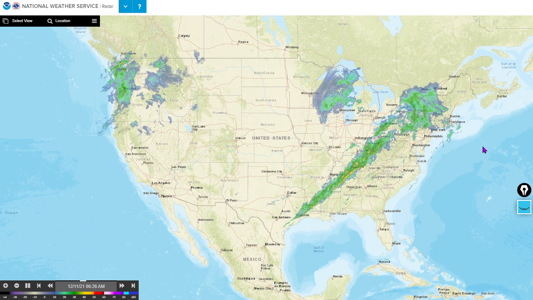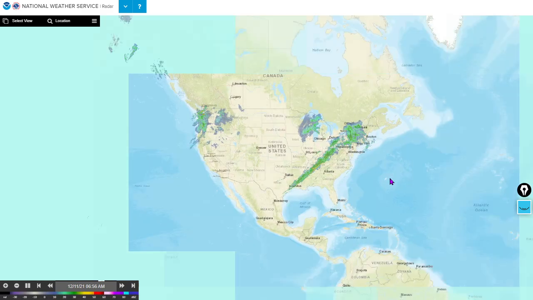Next, your U.S. Doppler Radar Map. We'll briefly zoom out here to show the 50 states view.